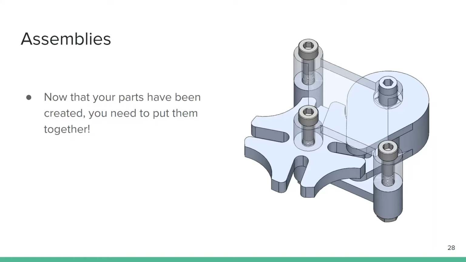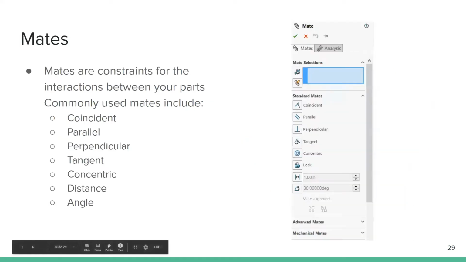And typically it's not a good thing to fix more than one part because that can cause issues, just like the sketch relation of fixing a point or a line or any other feature. So yeah. Sorry. So the way that you relate those parts is through mates.